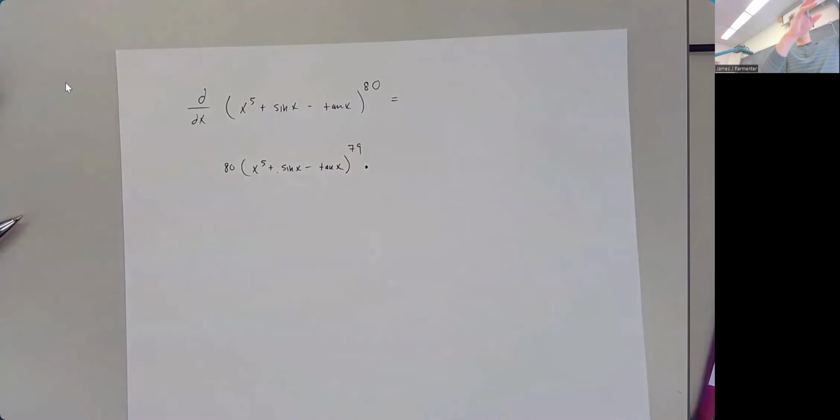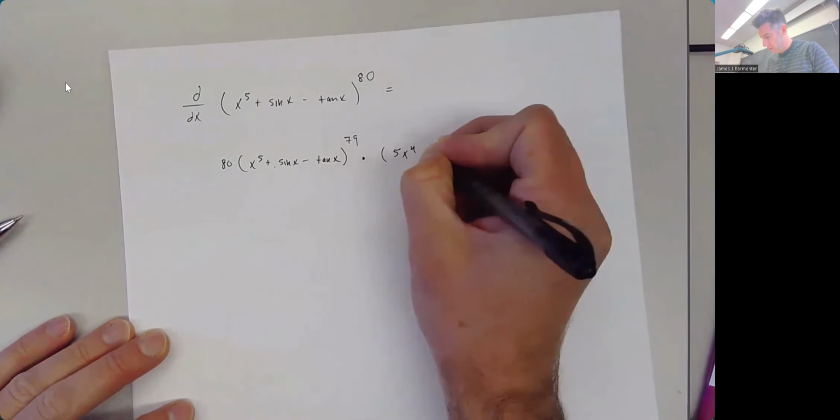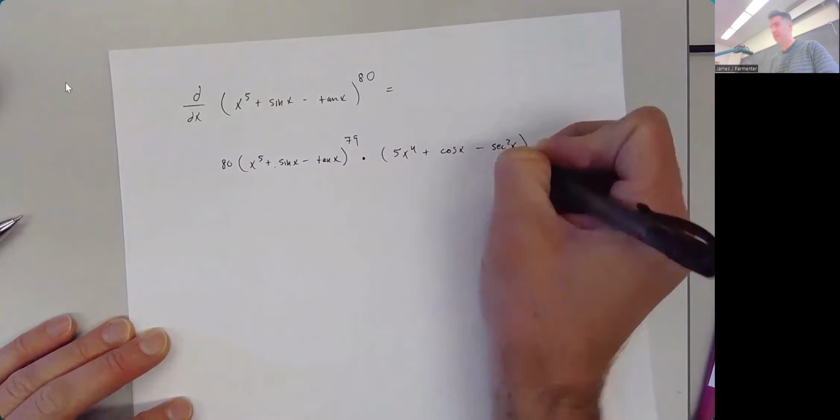You do some stuff, that's terrible. You take the derivative, you leave the inside stuff alone, and then after you've done all that, at the very end, you multiply by what? The derivative of the inside stuff. Always multiply by the derivative of the inside stuff, which in this case is 5x to the 4th plus cosine of x minus secant squared of x.